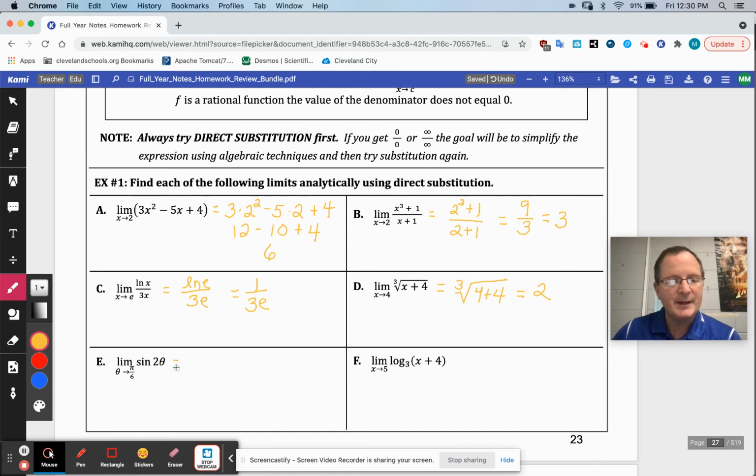A little trig. All right, so let's substitute in here. We have the sine of 2 times pi over 6. All right, so 2 times pi over 6. All right, there we are. And so that's the sine of pi over 3.